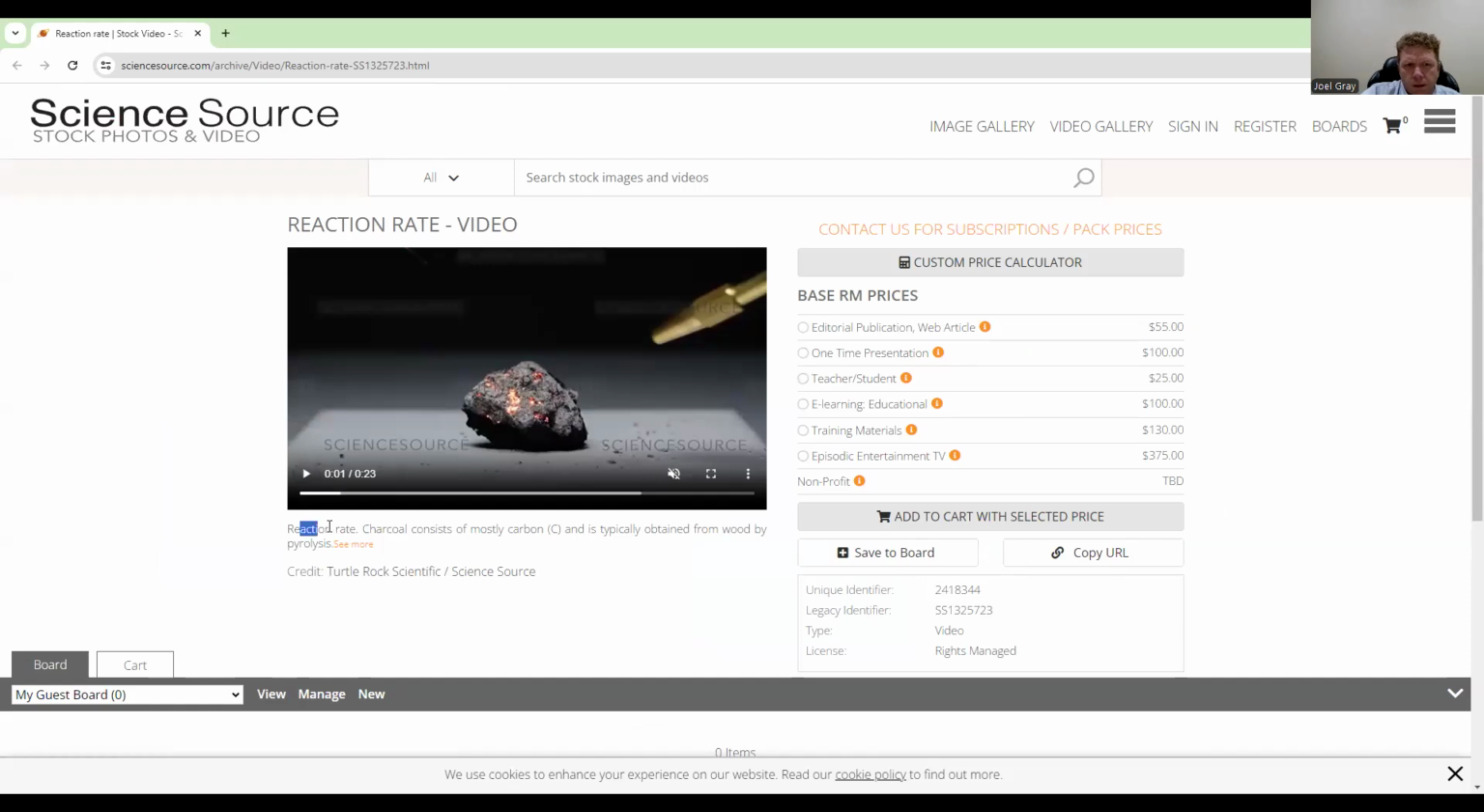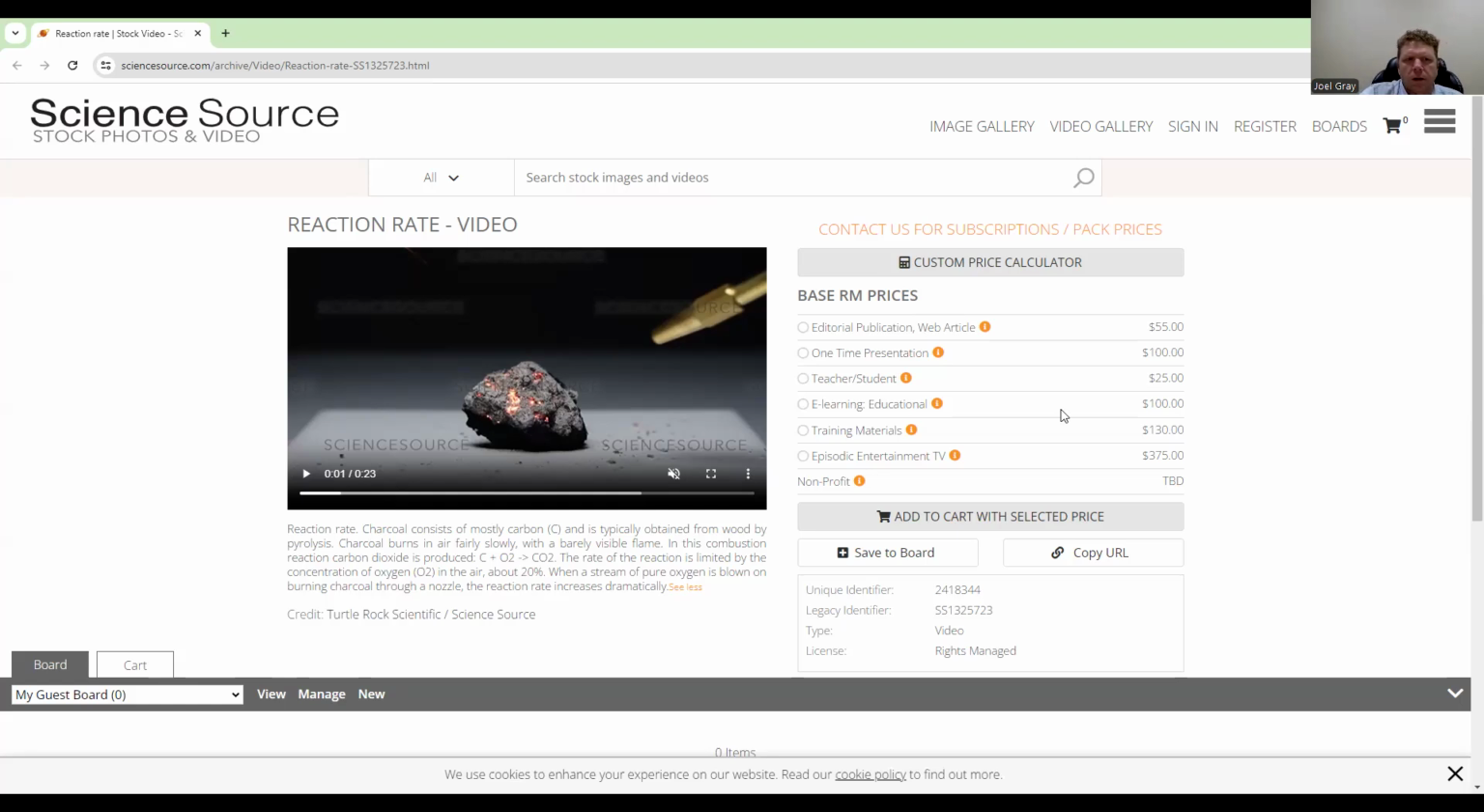So if you look at this, the caption for the video is reaction rate. Charcoal consists mostly of carbon and is typically obtained from wood by pyrolysis. So pyrolysis, if you think about pyrotechnics or pyromania, pyromania is an obsession with fire. Pyrotechnics is a technical understanding of fire. And so a pyrotechnician would be someone who does fireworks, as an example, among many other things.